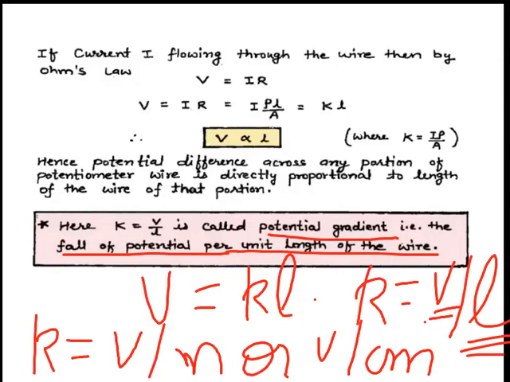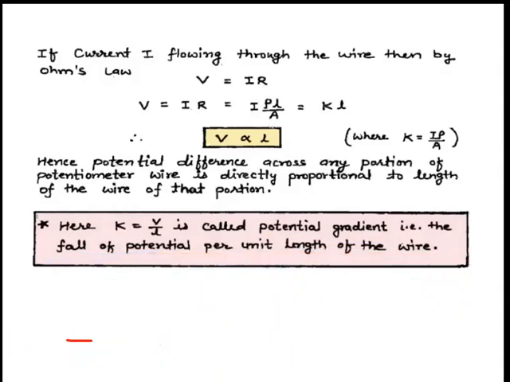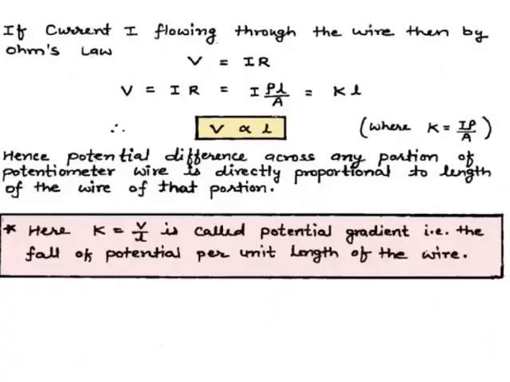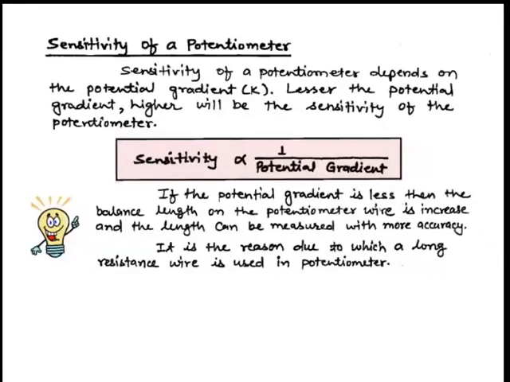With the help of potential gradient, we can see how sensitive the potentiometer is. The potentiometer's sensitivity depends upon the potential gradient, right children? So let's move further. Sensitivity of potentiometer means how accurately, for example, as you move the jockey, the deflection in the galvanometer changes.